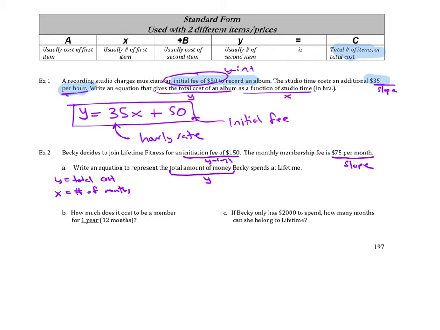And so we have the total cost is going to equal, we do our rate, 75x, $75 per month, plus the initiation fee, $150.